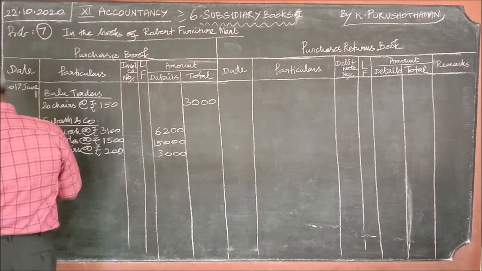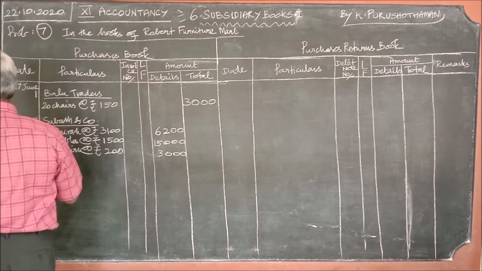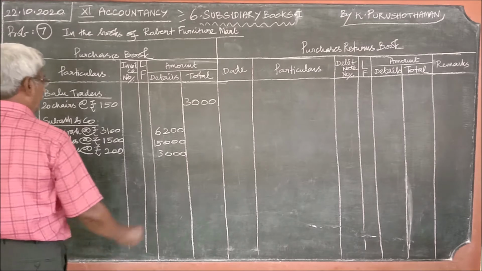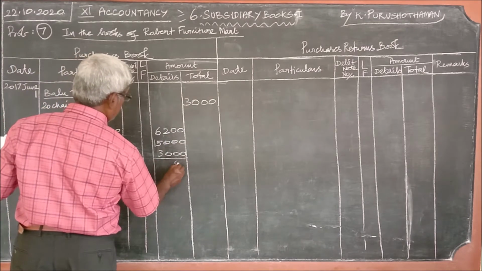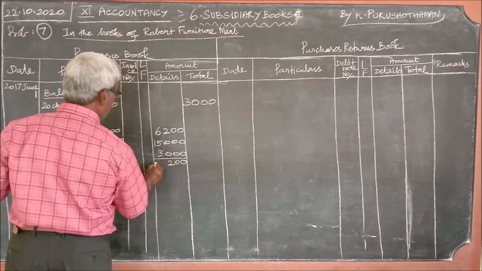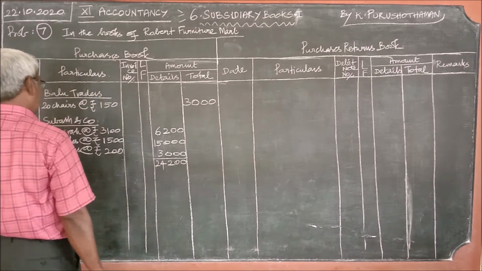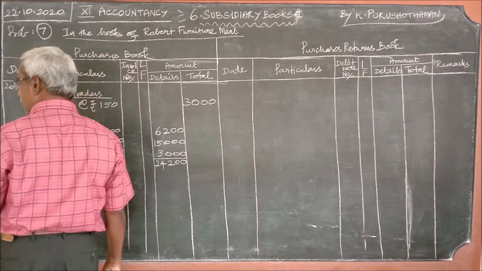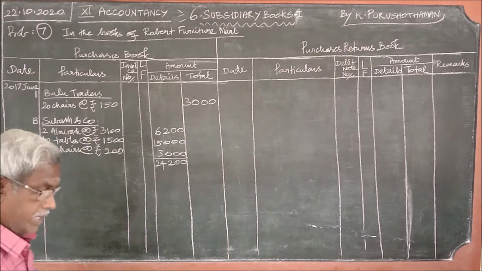15 chairs at the rate of rupees 200. This is also bought from Subhash and Co. on credit. These are all furniture items and also purchased on credit. So we shall find the total of these three: 24,200. Here 10% trade discount is allowed. So less 10% trade discount.